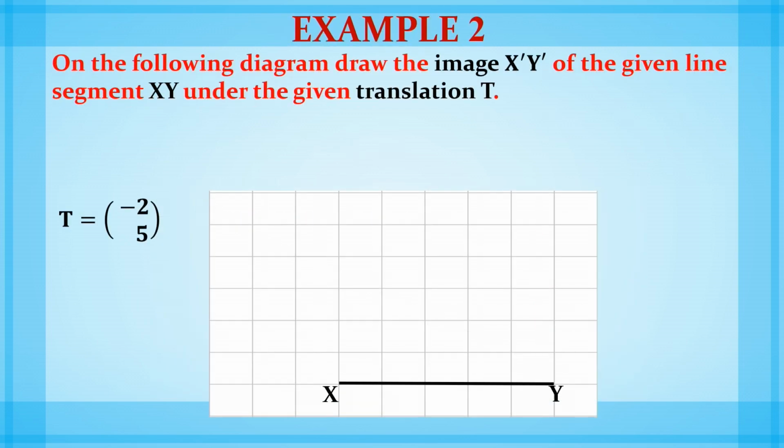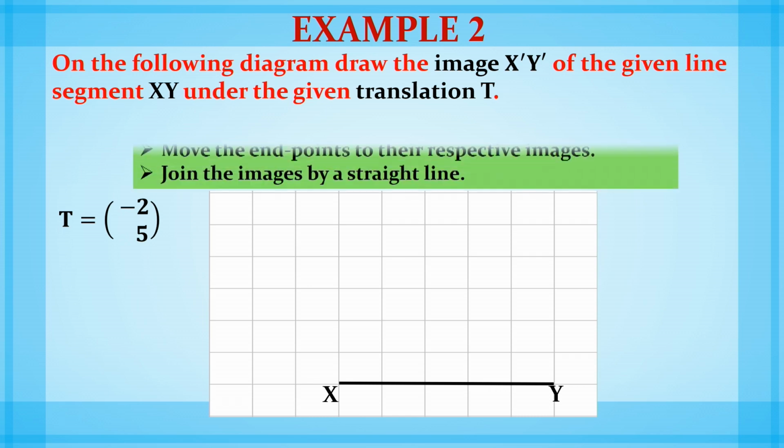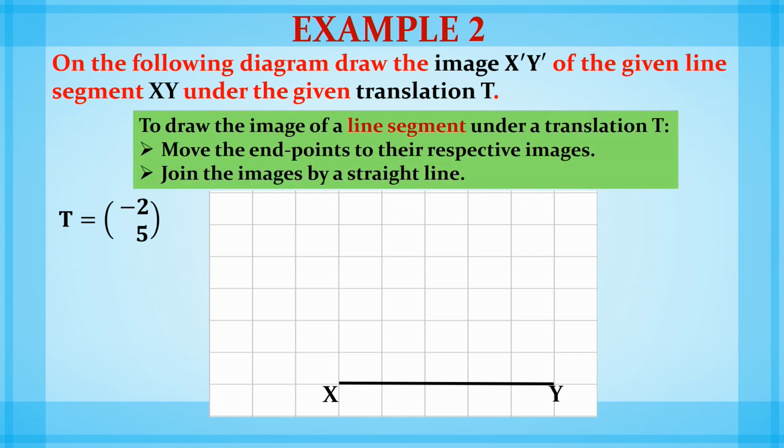In example 2, we have to draw the image X'Y' of the given line segment XY under the given translation T. Students, in order to draw the image of a line segment under a translation T, first move the end points to their respective images. Then join the images by a straight line.